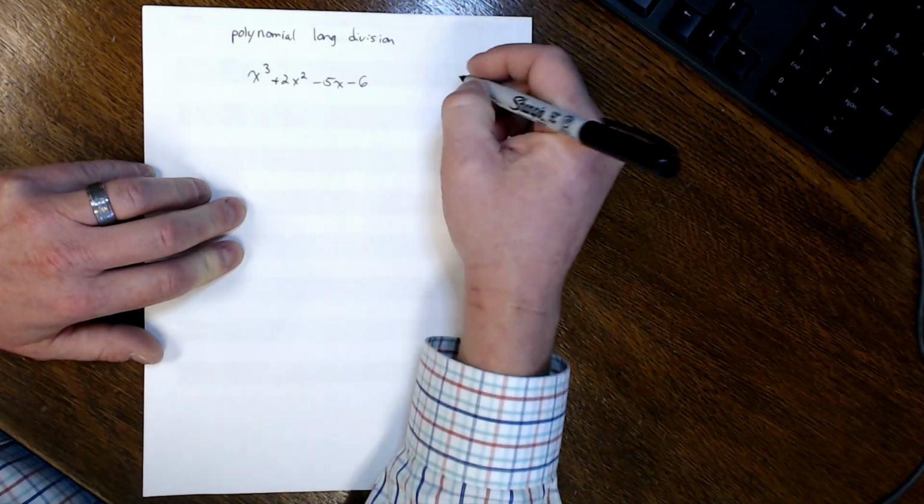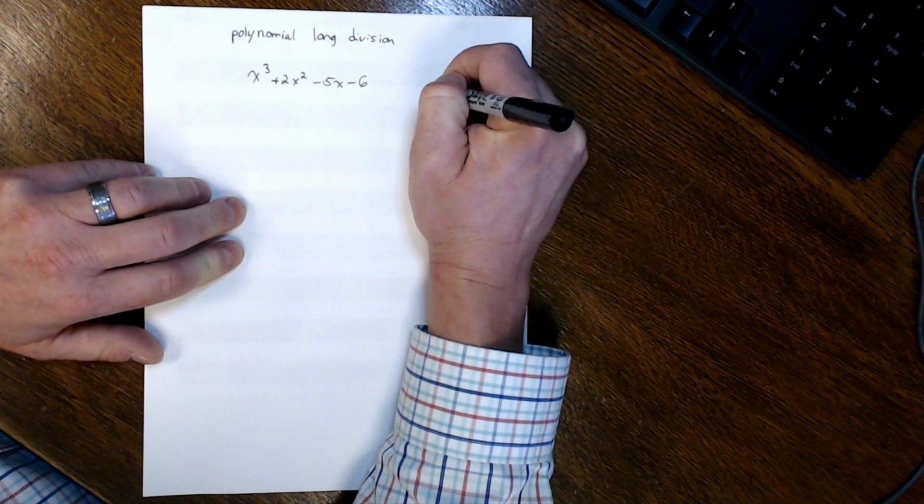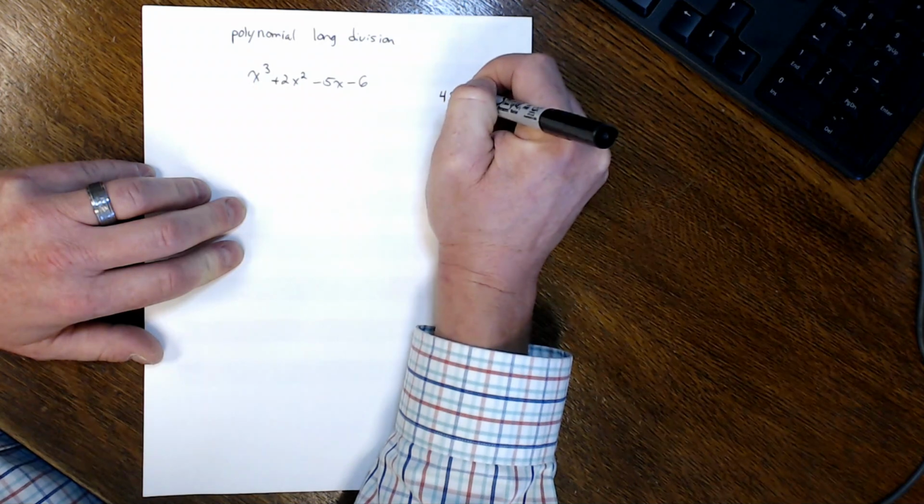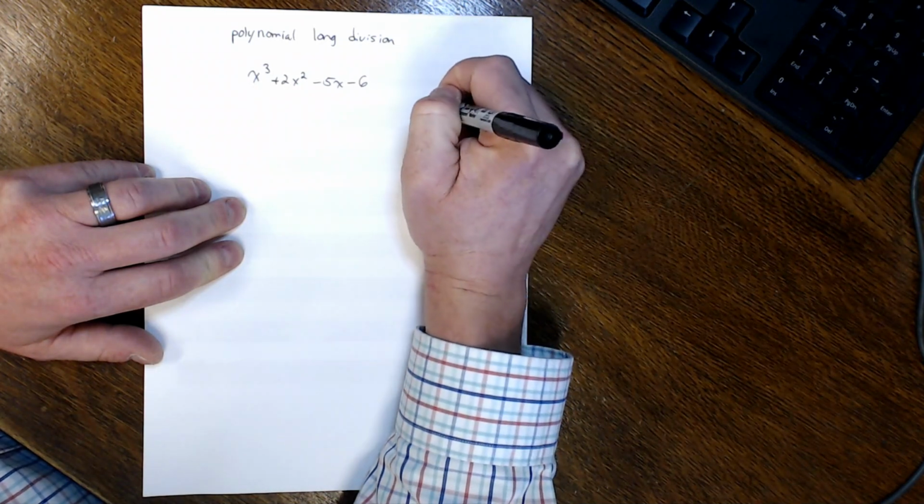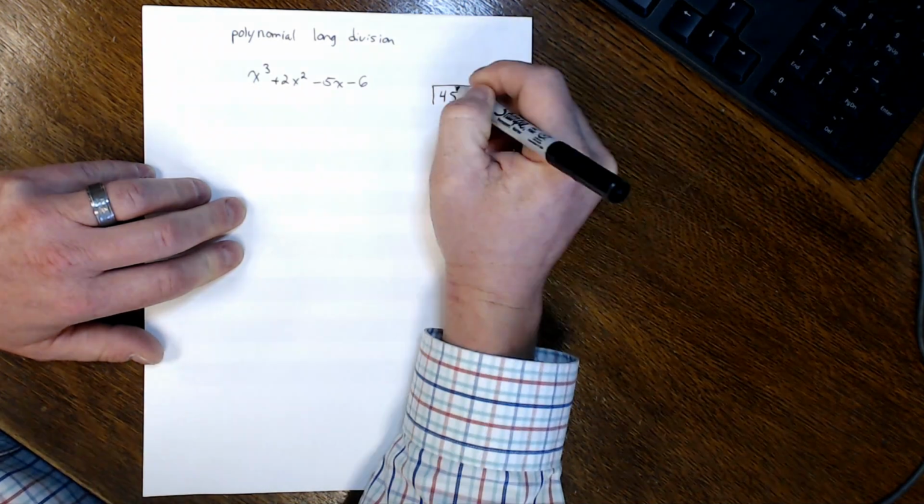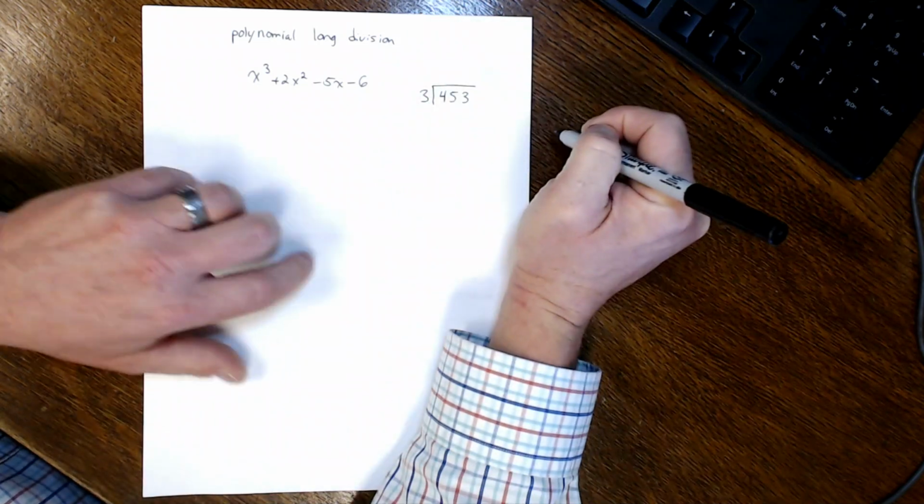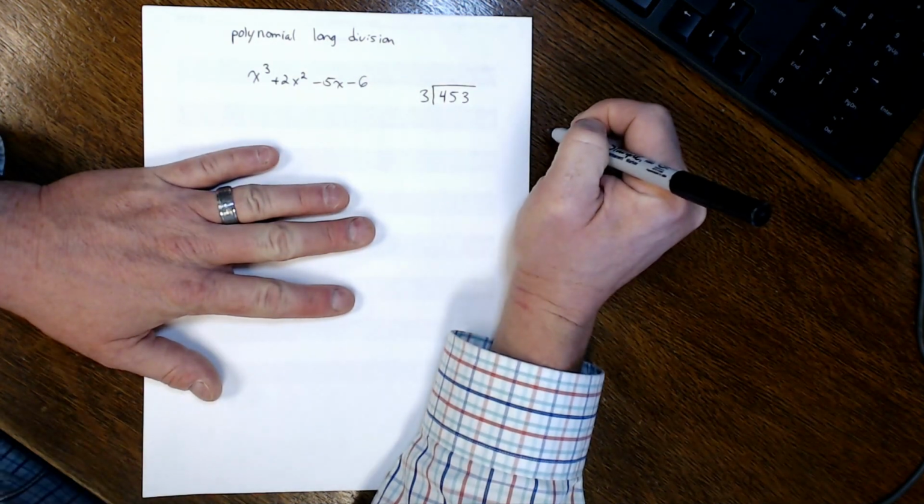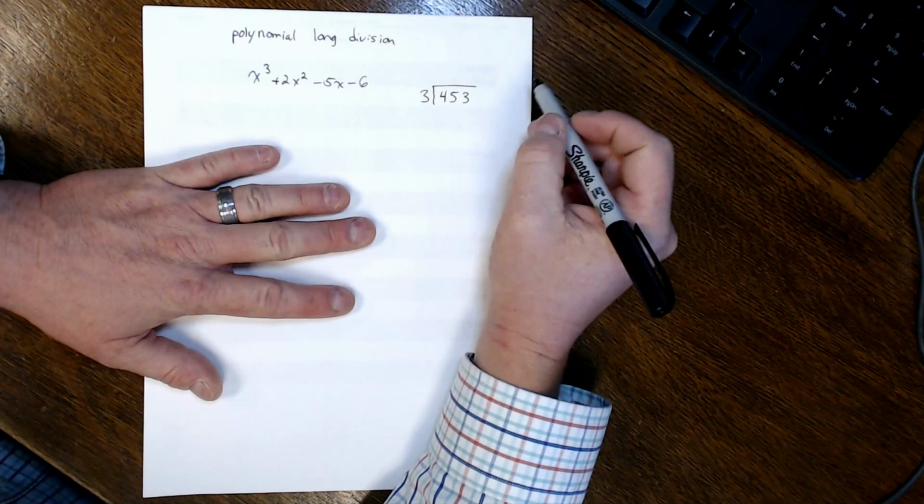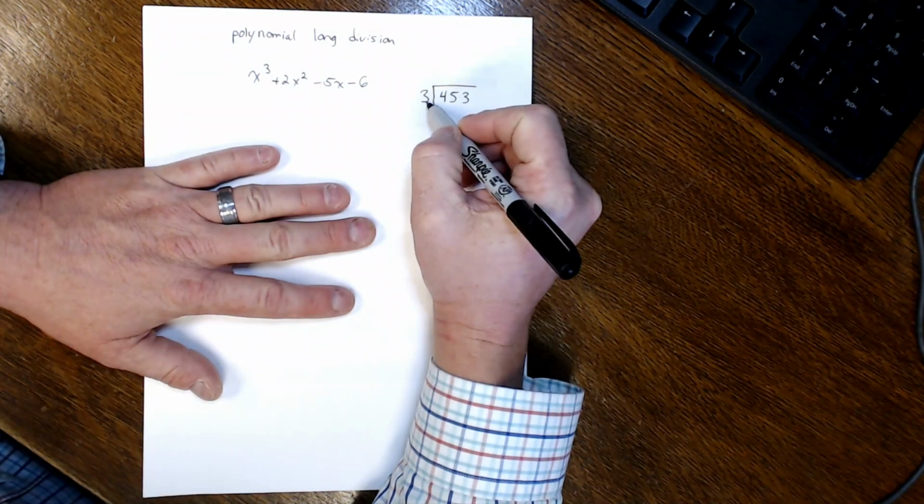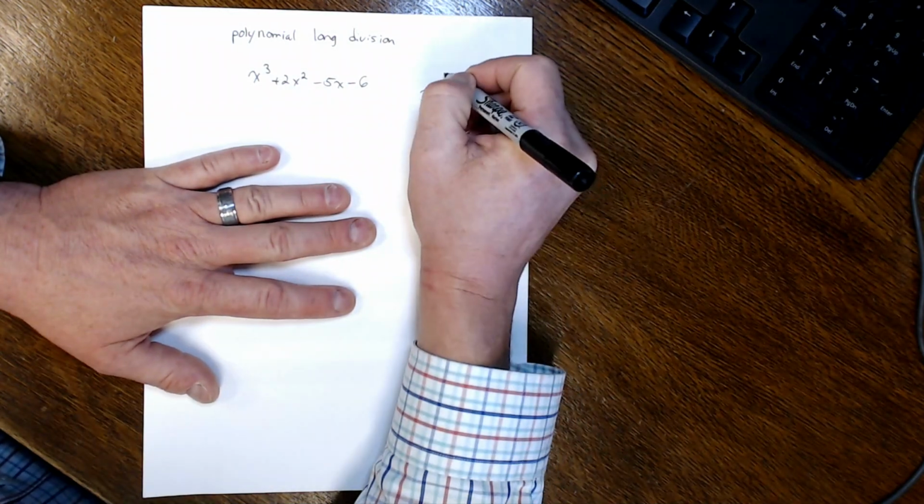You may remember long division from your grade school. Let's make something up here. Let's take this and divide that by 3. So you set up your long division, and remember the technique that we use. How many times does 3 go into 4? Well, that goes in 1 time.